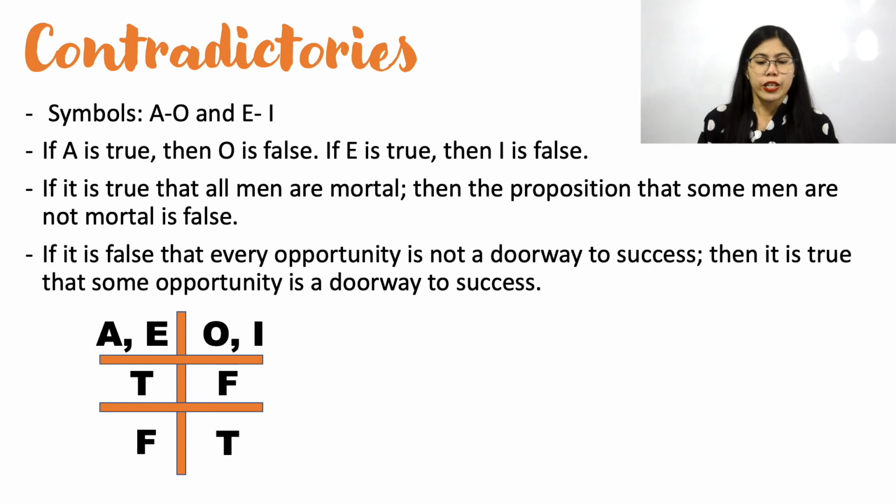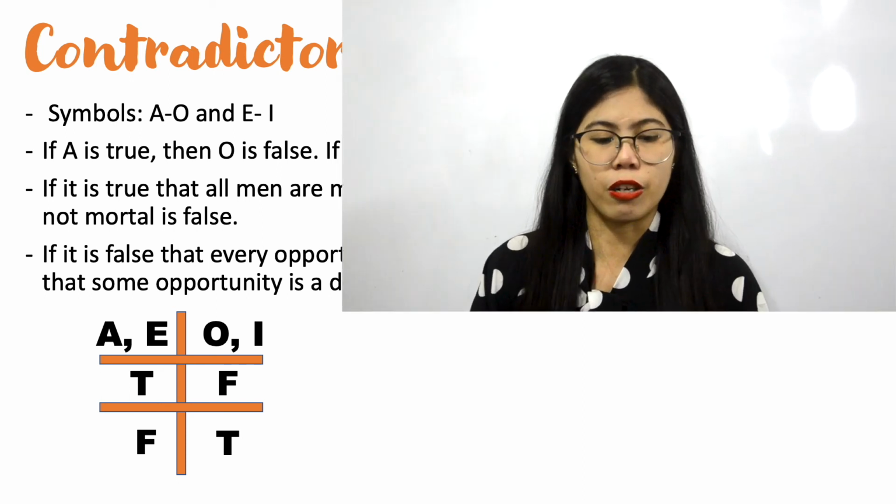Example, if it is true that all men are mortal, or A, affirmative universal, then the proposition that some men are not mortal, or O, negative particular, is false. Another example, if it is false that every opportunity is not a doorway to success, E or negative universal, then it is true that some opportunity is a doorway to success, I, affirmative particular.